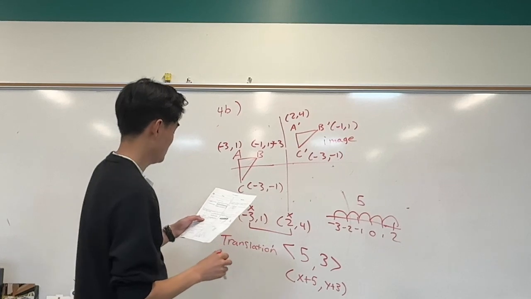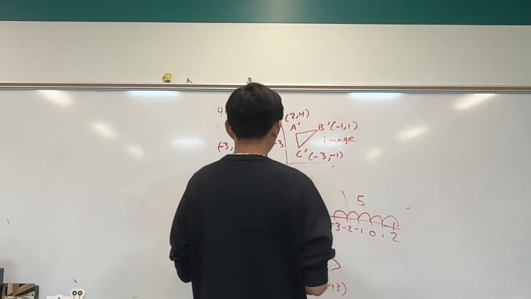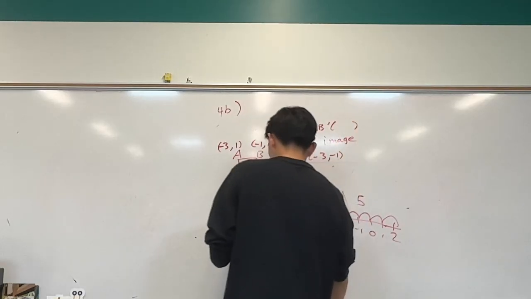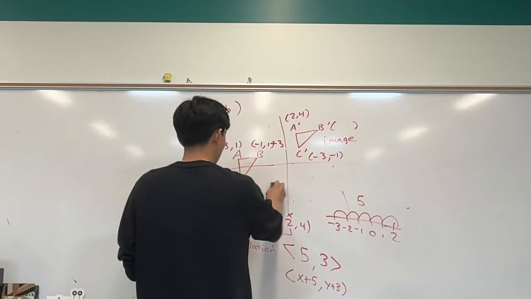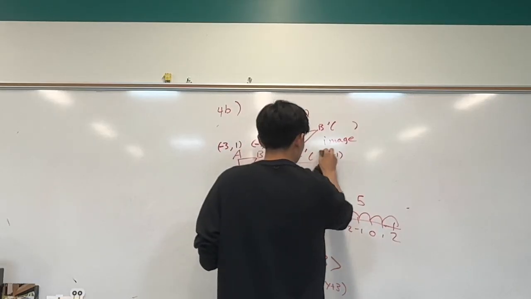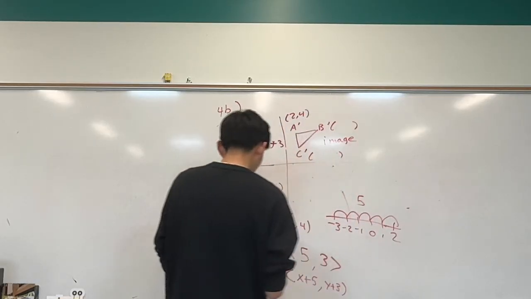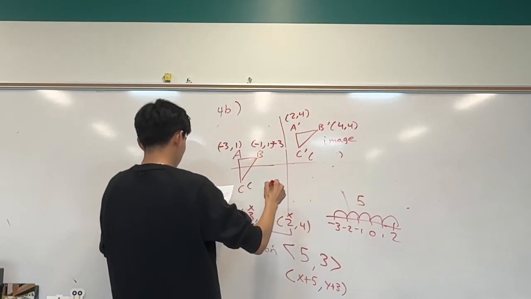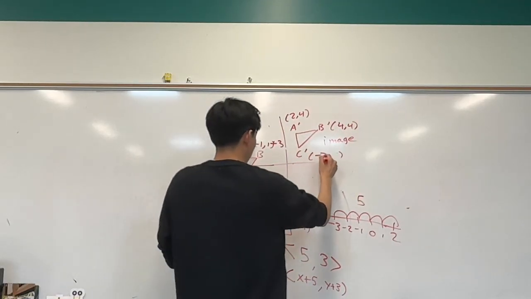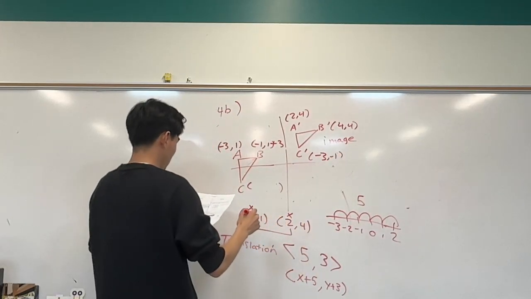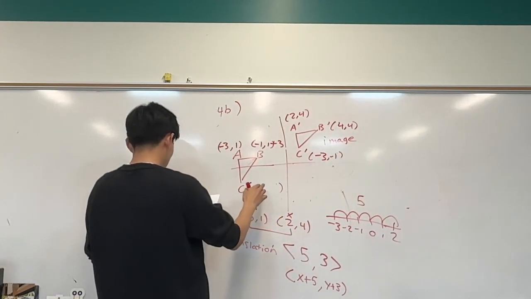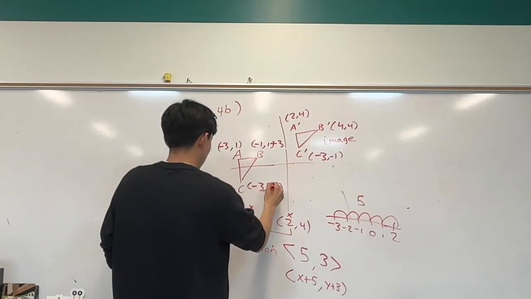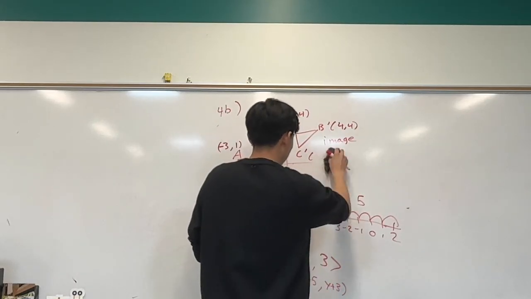Did I mess up there? I did. I wrote the same thing here, sorry. This should be, oh wait, no, that was right. It's these two, sorry about that. This is 4, 4. This is -3, -1. And then is this -3, -1? This is -3, -1. This is 2, 2. Sorry about that.